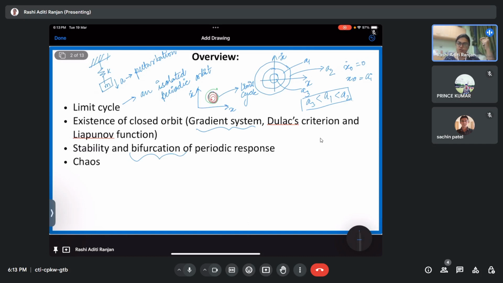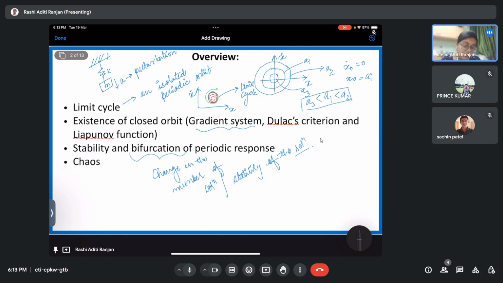So it can be due to a change in the number of solutions, or it can depend upon the stability of the solution. These two things can occur.